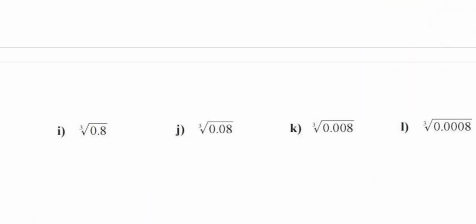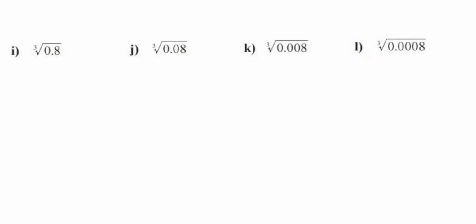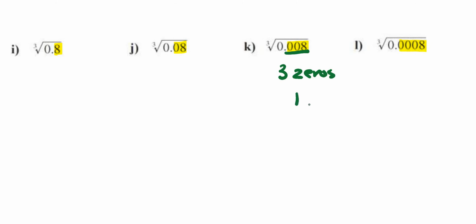Okay, let's move on to the next ones here. All right, so for the next ones here, let's just count the number of zeros again. So there's 1, there's 2, there's 3, and then there's 4. So I know that since there's 3 zeros here, this is your rational answer, and the rest of them will not give you nice answers. Okay, let's move on.